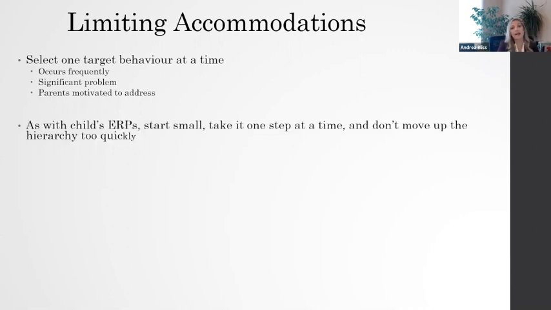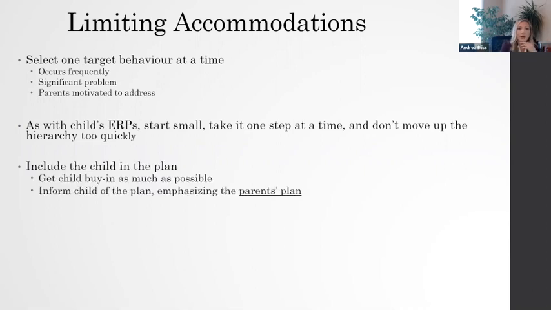Okay. So really, just as kids are creating an ERP fear hierarchy or fear ladder, we're going to be asking parents to create a hierarchy around how they're going to set limits on accommodations. And just like with ERPs, we want to start small. We want to take it one step at a time and not move up the hierarchy too quickly. So we do one step a number of times. When that becomes easy, that's our cue. Yep, we're ready to go to the next step. We want to really let success breed success.